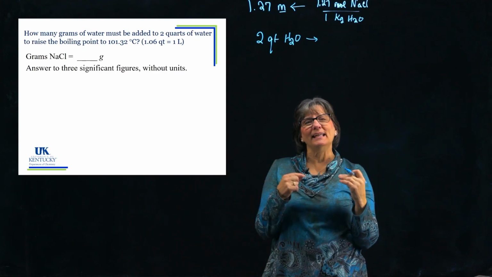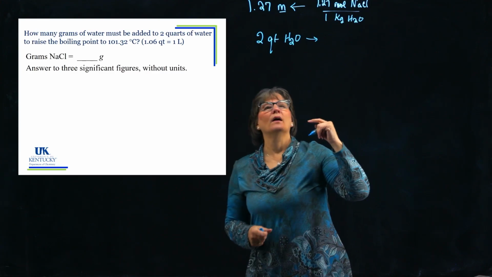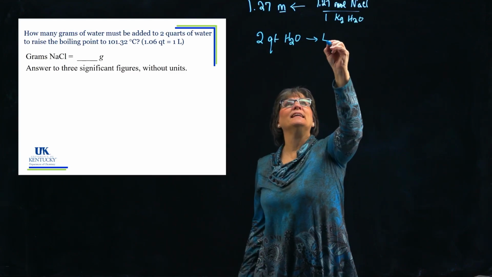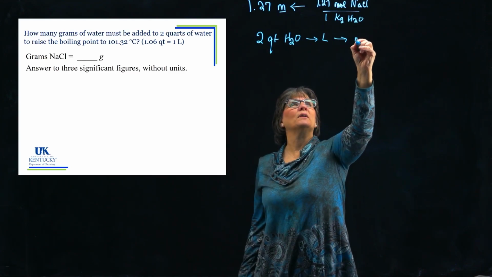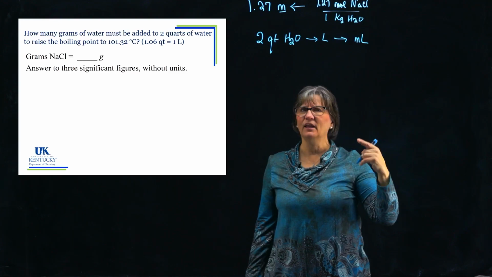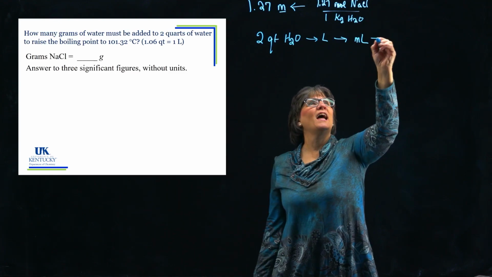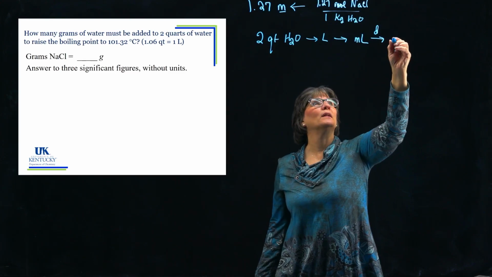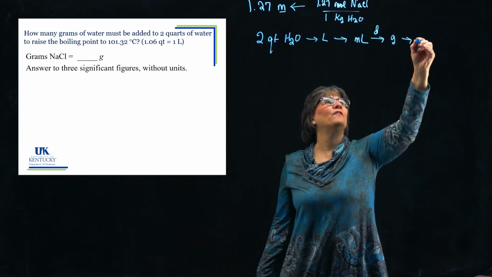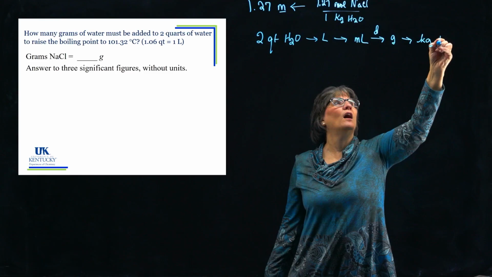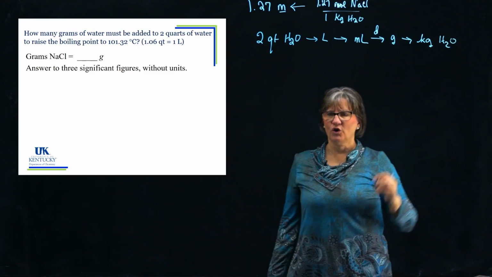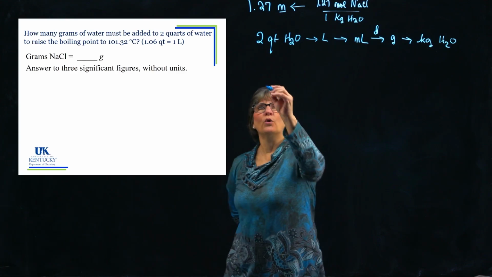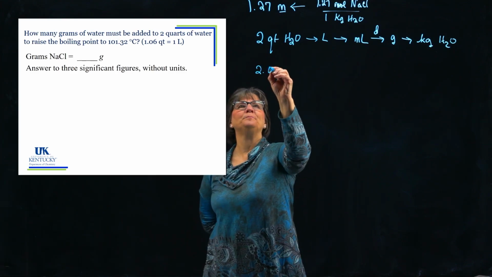So I know I need to get it to milliliters. I was given in the problem how to get to liters. Then I can get to milliliters. This is just me thinking through the plan. Once I have milliliters, I know the density of water is 1 gram per milliliter, and that will take me finally to kilograms of water. So those are the conversions that I would do in order to work this problem. So let's just work it out, putting our units in here.